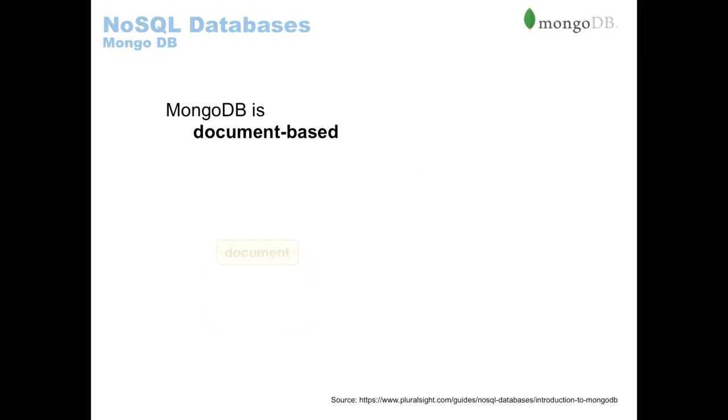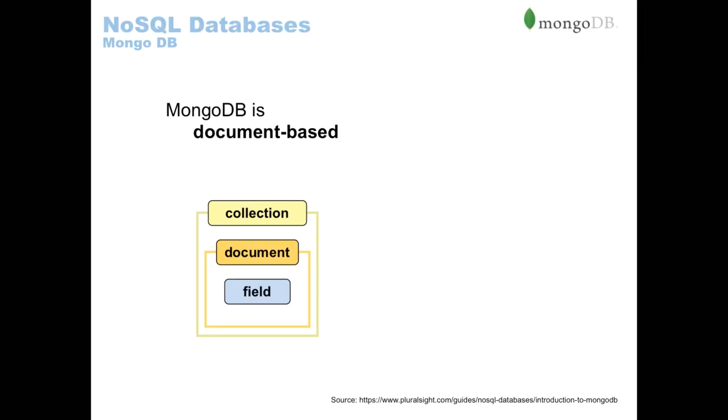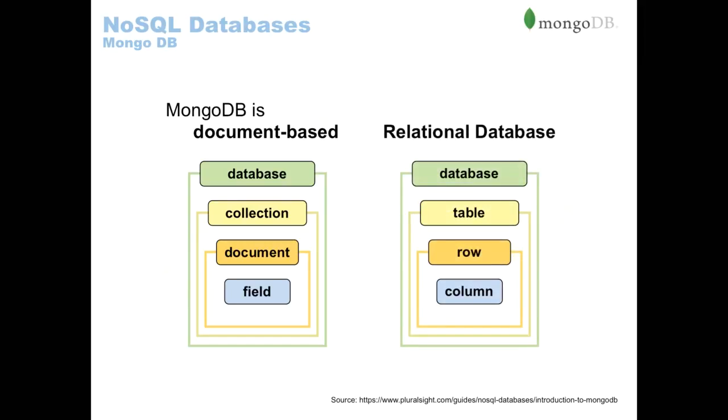So it is document-based. So we have a document. In the document, we have fields. Documents are organized into collections, and collections into database. So compare this with a relational database. At the highest level, they're both called database. Collections correspond to tables, documents to rows, and fields to columns.